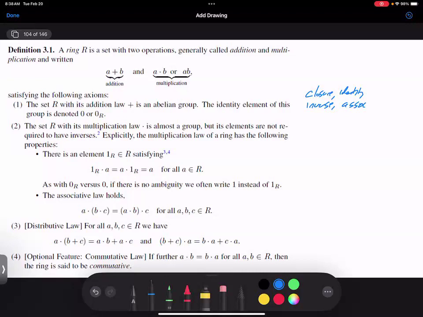So what does it mean for 0 sub R to be the identity under addition? What does that mean? Sure, so if 0 sub R is the identity for R under addition, what does that mean? Good, so for all r in R, r plus 0 sub R equals 0 sub R plus r equals little r. That's what it means to be the identity element.